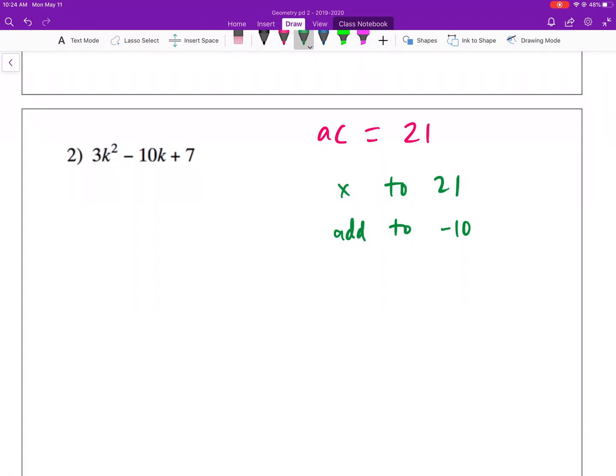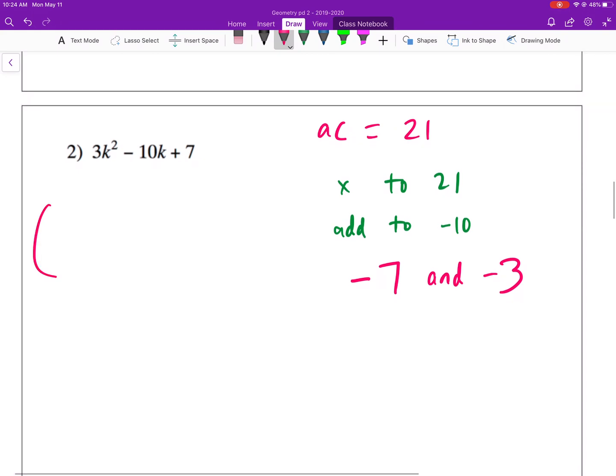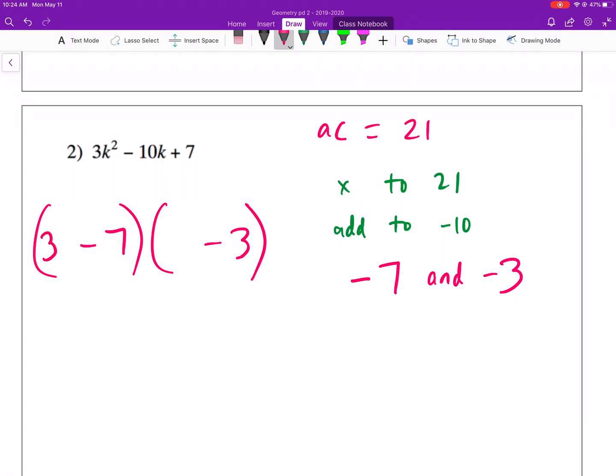So these two values would be negative 7 and negative 3, because you multiply those, you get 21, and you add them, you get negative 10. So now your two binomials, we can write them in. We have minus 7 and minus 3. Now we're not going to write k, we're going to write 3k because the a value is 3. So 3k.